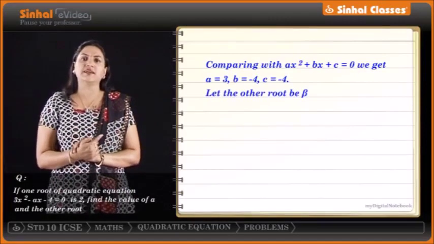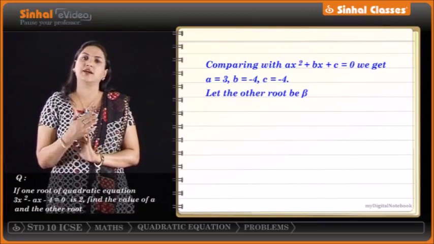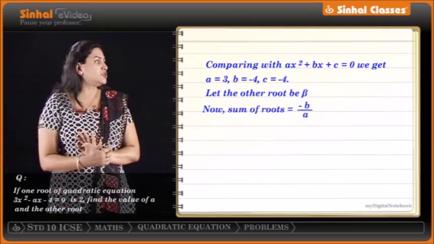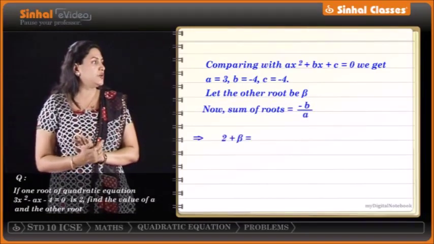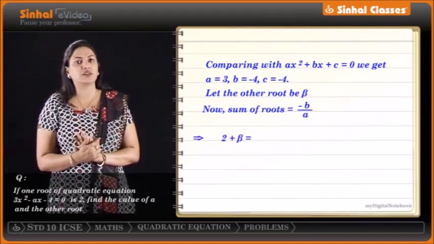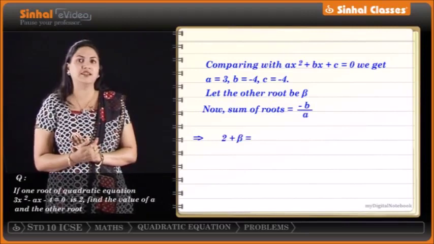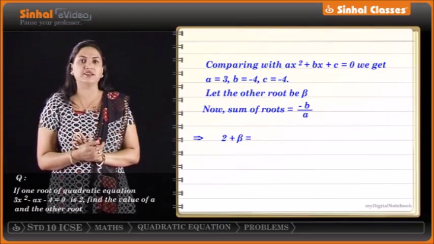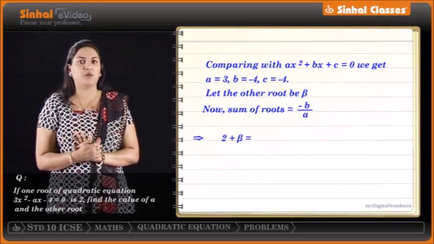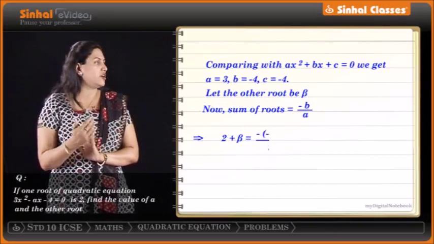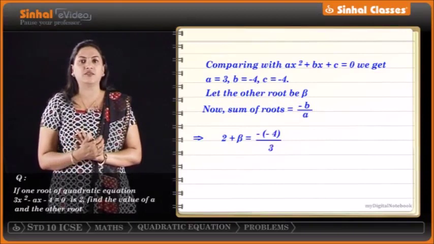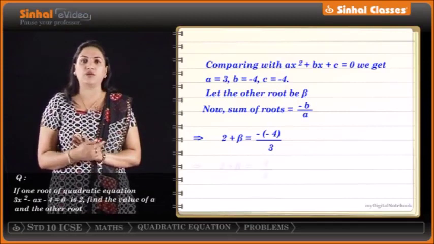Now we know that sum of the roots is minus b upon a. So we write this as 2 plus beta is equal to, now in this case, what is b? b is minus 4 and a is 3 and c is minus 4. So we write minus b upon a as minus of minus 4 upon 3, which gives us 4 upon 3. So we have 2 plus beta is equal to 4 upon 3.